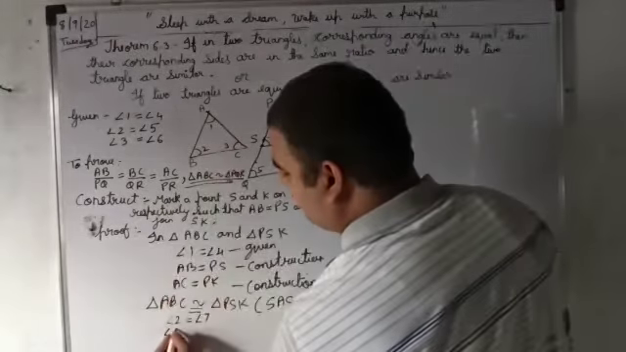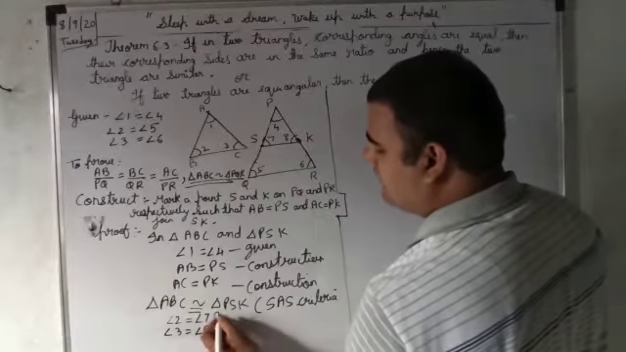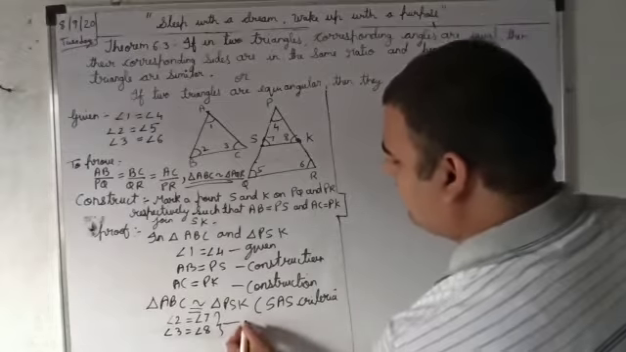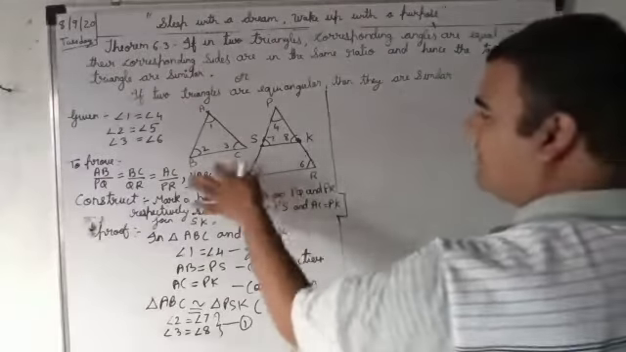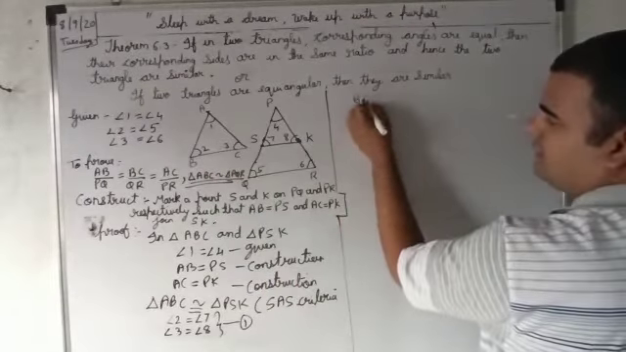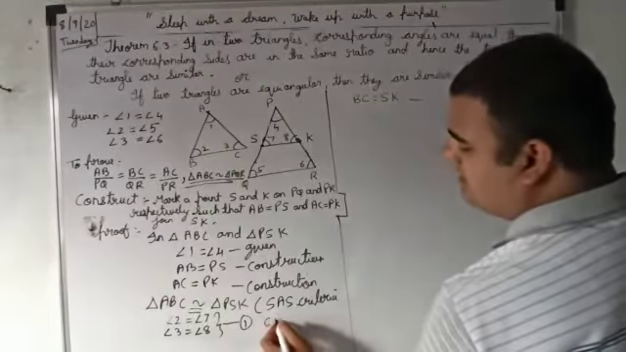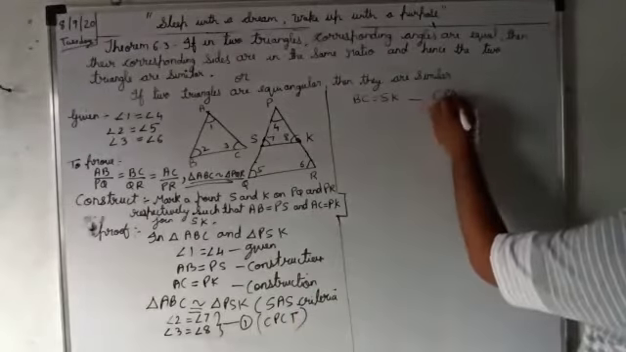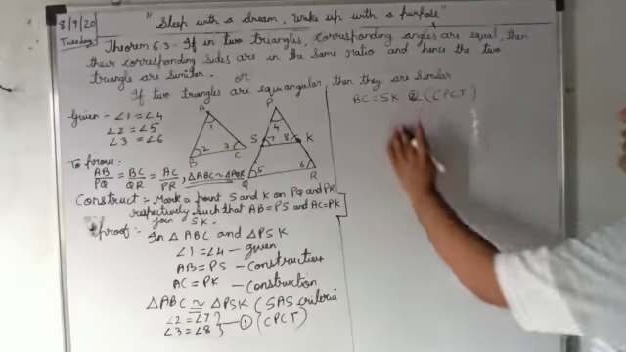Angle 3 equals angle 8. Name this as 1, okay? After giving the name 1, now we will proceed further. Can we say BC equals SK by which criteria here? CPCT, corresponding parts of congruent triangles, right? And name this as 2.